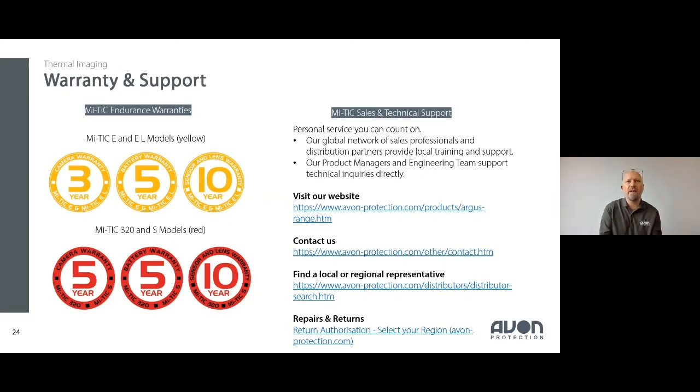And then a few last points, warranty and support. The cameras come with 10 years warranty on the sensor and lens. They come with 5 years warranty on the battery. And then the camera itself, the MyTIC has a 5-year warranty, and the yellow cameras have a 3-year warranty, and the red cameras have a 5-year warranty. So actually what that means is that we have the most extensive warranty package on the market, and the camera should not cost you anything during its 10-year life.